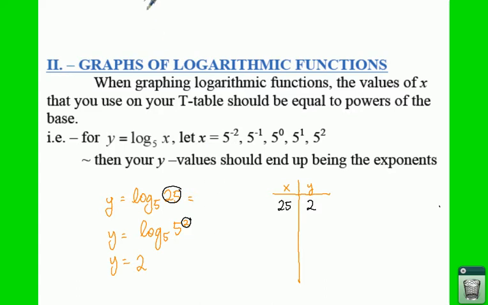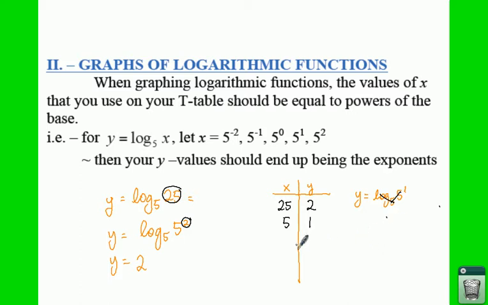You'd also try other powers of 5. Say y is equal to log base 5 of 5. Well, that's just 5 to the first. If we put a 5 in for x, the log base 5 and the 5 cancel, and you end up just getting a 1. So you go to the right 5, up 1, and put a dot.